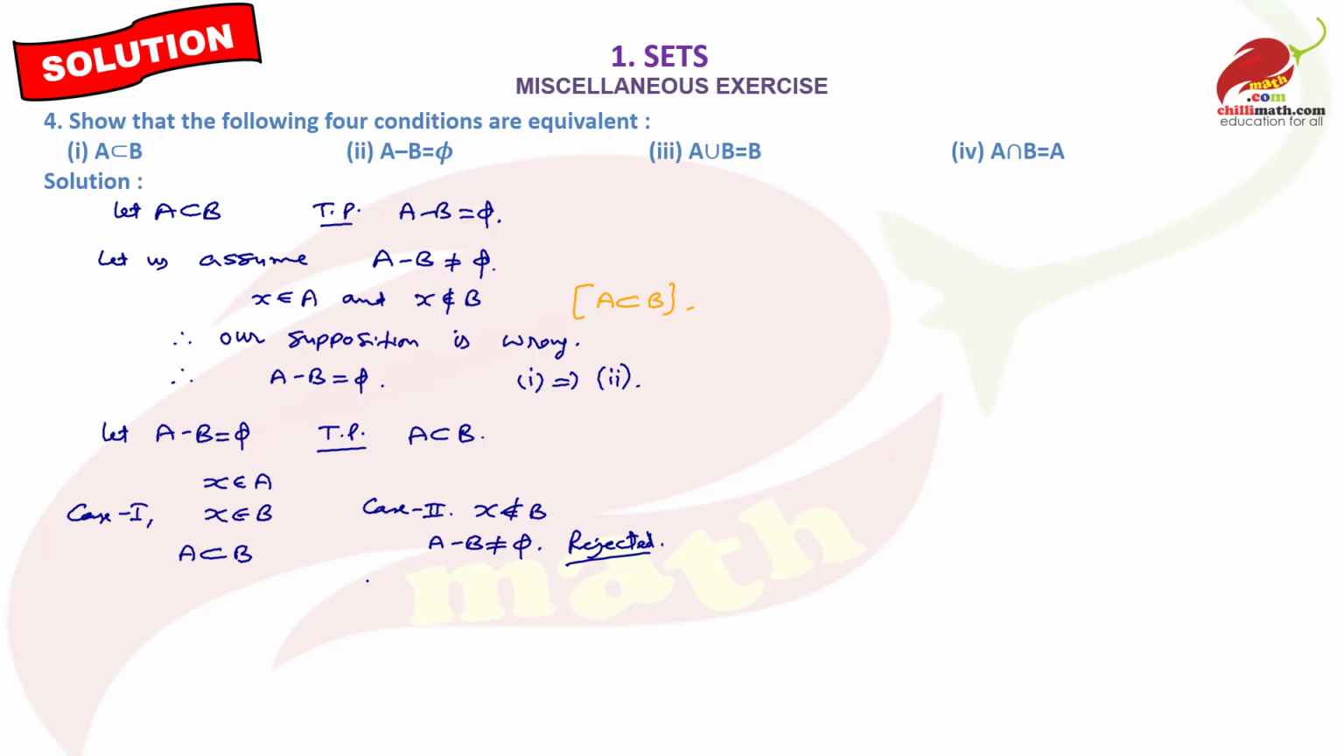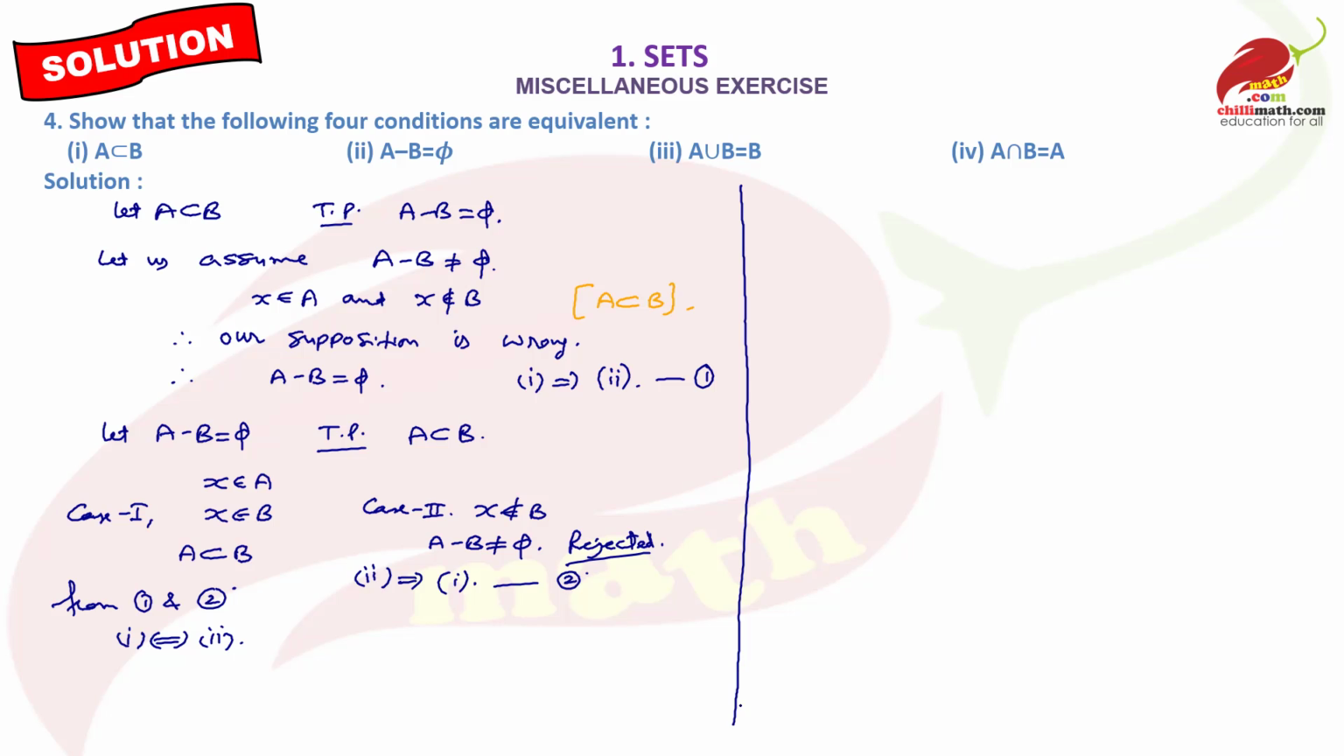So with this we proved that 2 is equivalent to 1. So from these two, that is 1 and 2, I write from 1 and 2, we prove 1 and 2 are equivalent. Now we try to prove 1 is equivalent to 3.